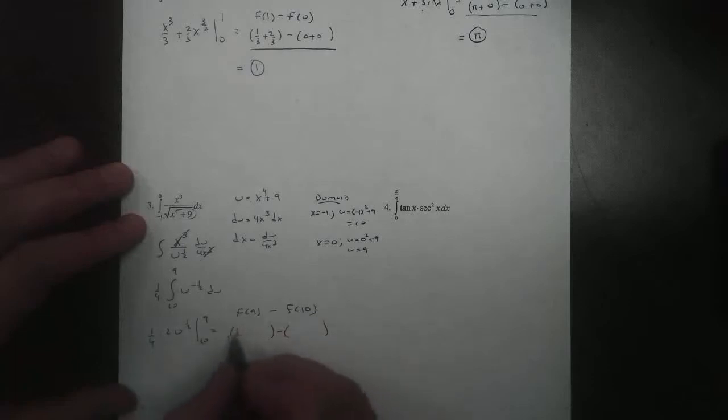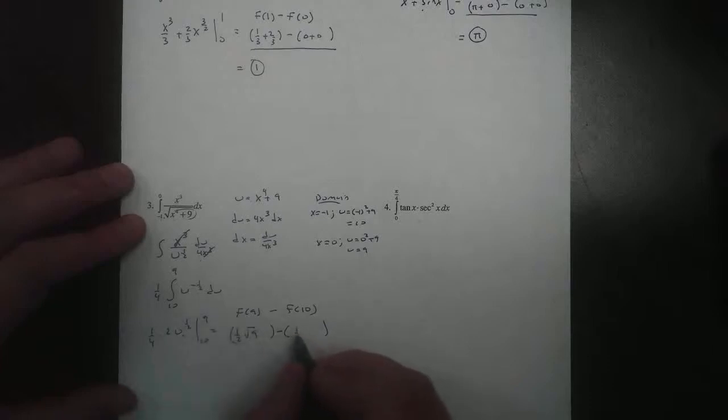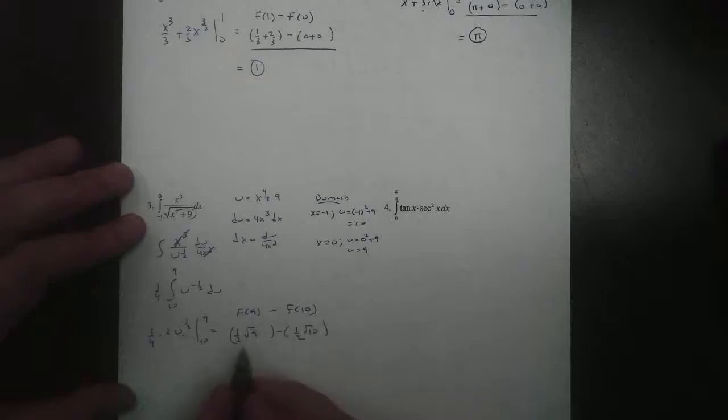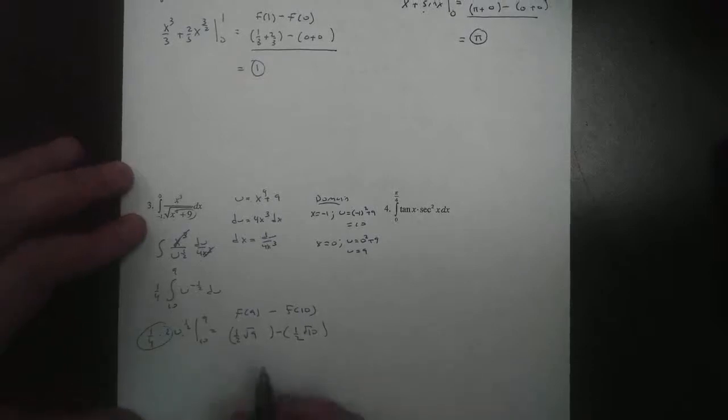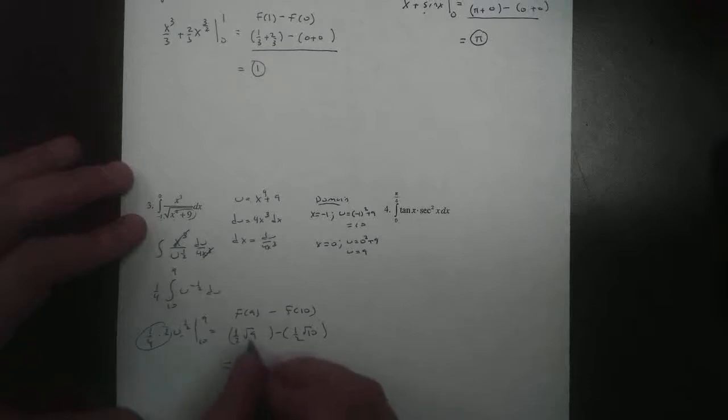Plugging in 9, this becomes 1/2 times the square root of 9, 9 to the 1/2, minus 1/2, plug in the 10, the square root of 10. Now where do I get the 1/2 from? Well, that's 1/4 times 2. And I can leave it like that. That's okay. But we should never leave the square root of 9. That's just 3/2 minus root 10 over 2. And there's our answer right here.